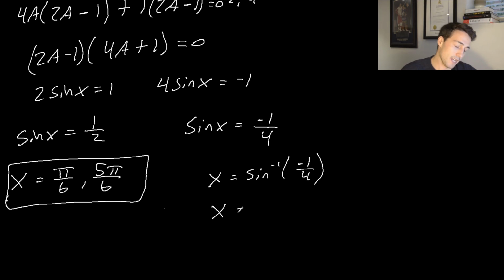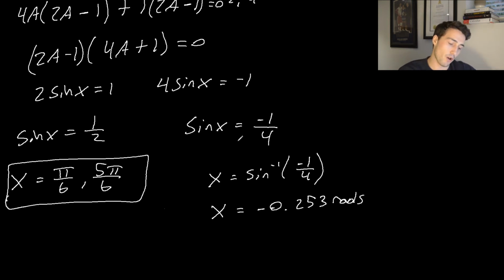And if I do sine inverse of negative 1 divided by 4, and make sure you're in radians because we're still doing things in radians, I'm going to get negative 0.25, rounding to the hundredth, radians. The thing is, though, we have to be careful. So this is one of the solutions. The calculator gave us one solution, but it didn't give us both.